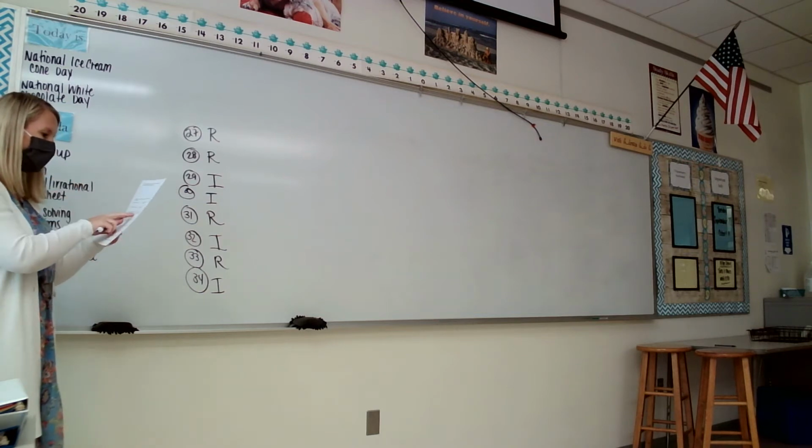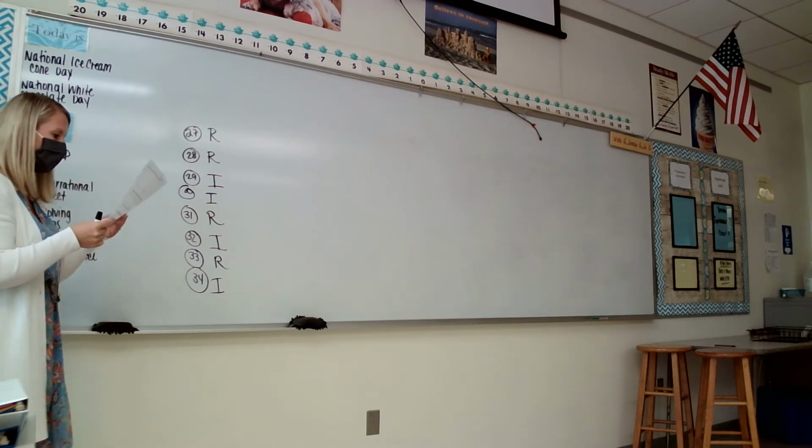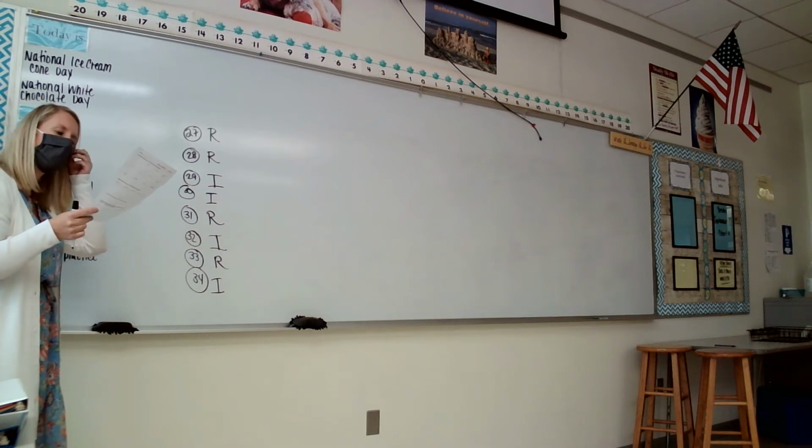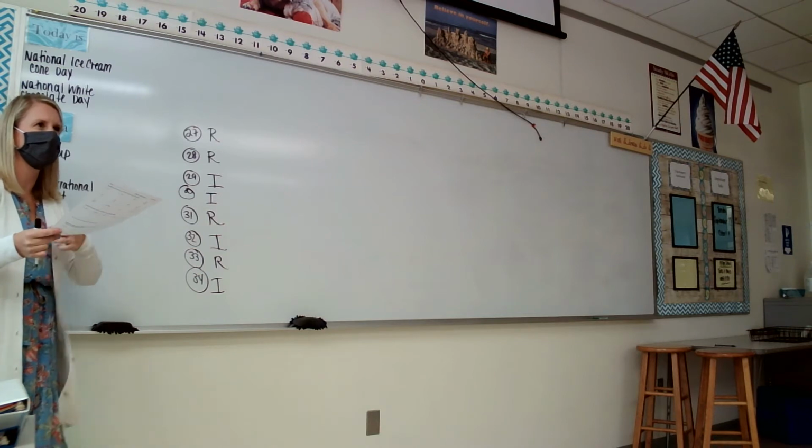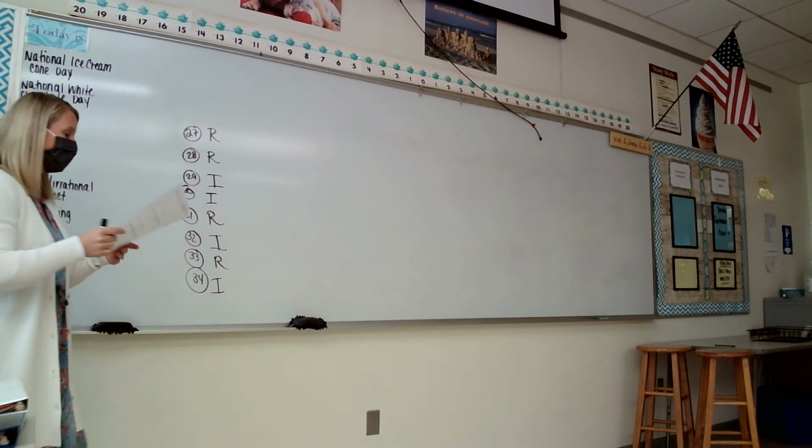The ones I want to look at are 39 and 40. Number 39 says, can the sum of two irrational numbers be rational? So can I add two irrational numbers and get a rational answer? The answer is no.